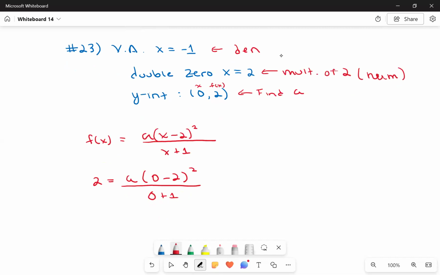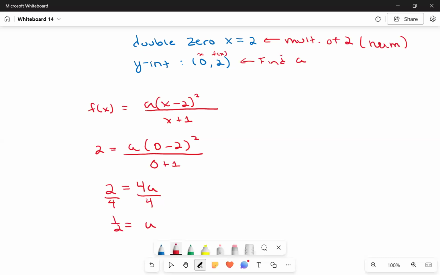So what do we got? 4a over 1. Yeah. Since it's over 1, I'm not going to bother. Okay? So if I wanted to solve for a, I should just... Exactly. So that'll reduce to a half.